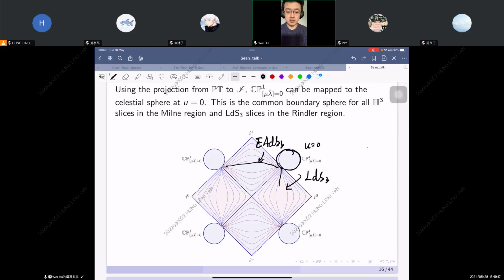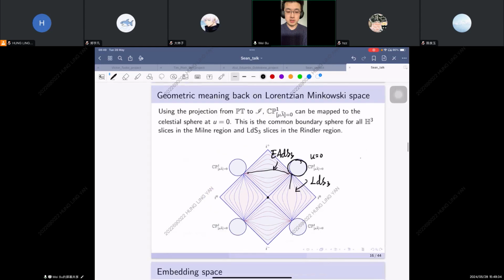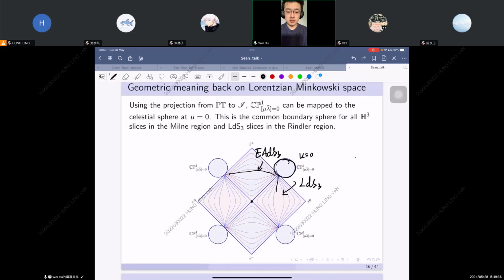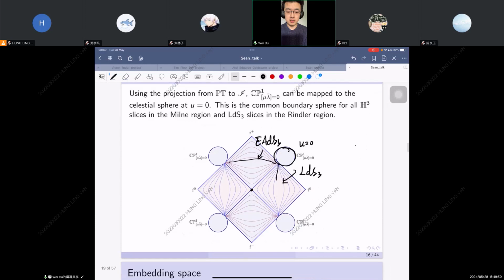Their common boundary is precisely the sphere at u = 0. The upshot is you can take Minkowski space and foliate it with these AdS3 or de Sitter 3 slices, and they have a common boundary lying on u = 0. This is precisely because I chose the origin to be at x = 0. So the division into these slices is completely artificial. I can always move my origin to something like this, and then my Euclidean AdS3 slices look like this. But I can always conformally transform the origin back to x = 0.